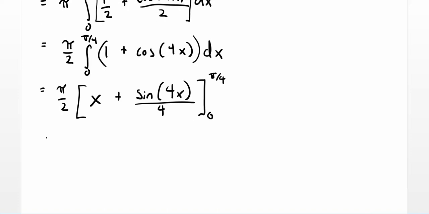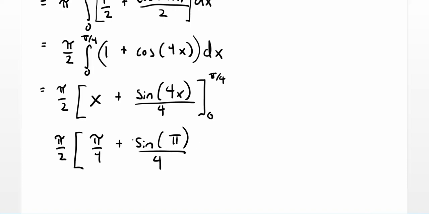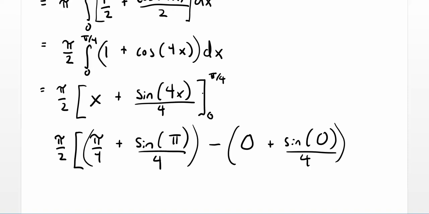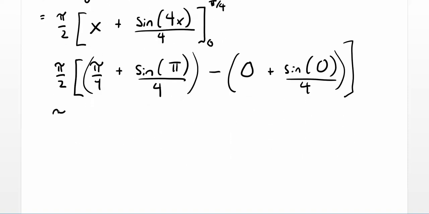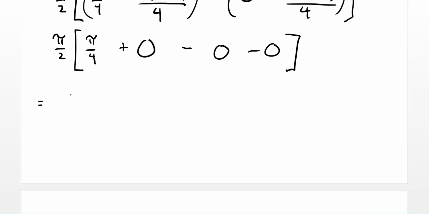So let's do that now. Pi over 2, pi over 4, plus sine. Pi over 4 times 4 is just pi. Minus. And the lower bound, 0 plus sine of 0 divided by 4. Pi over 2 times pi over 4. Sine of pi is 0 minus 0. Sine of 0 is 0. Our final answer just becomes pi squared divided by 8, our volume of our figure there.